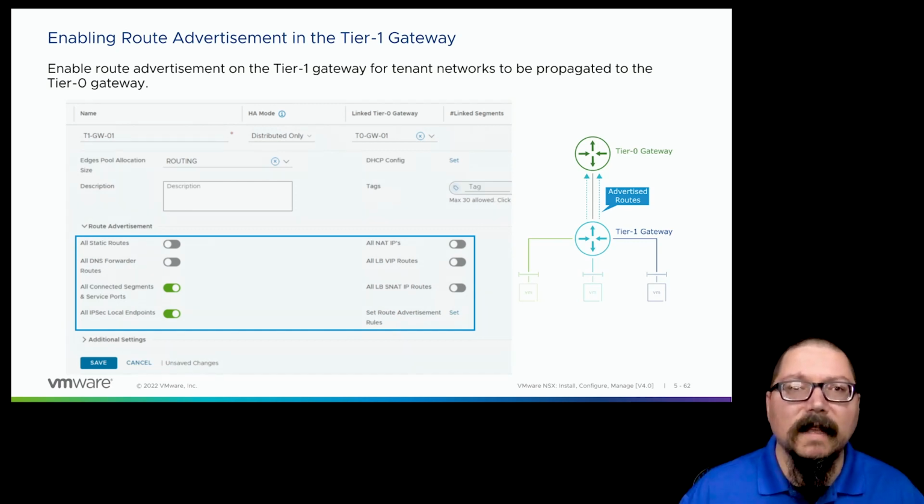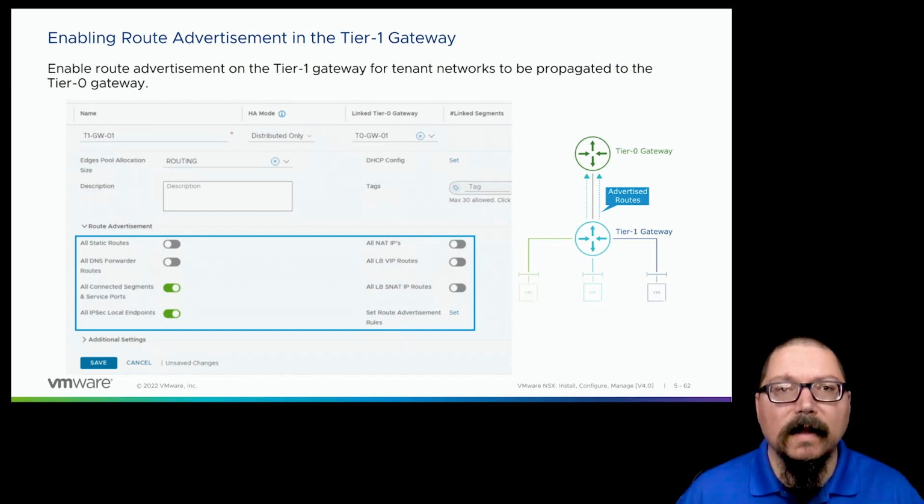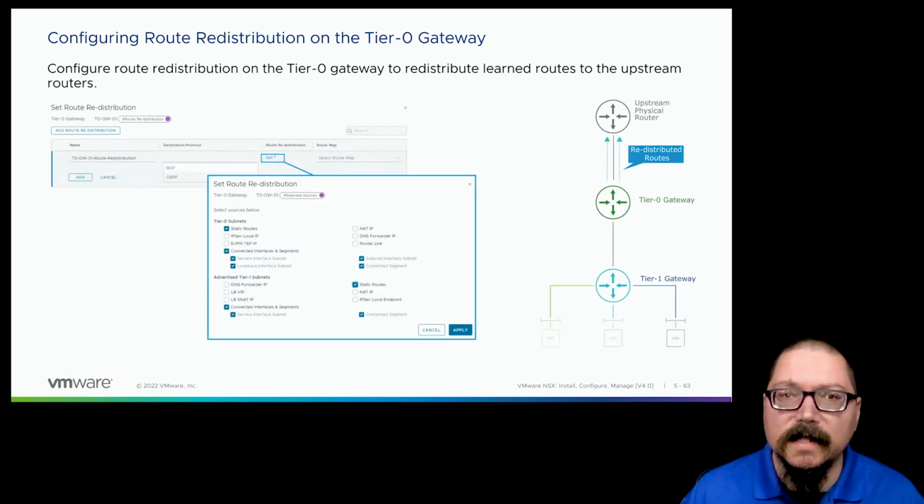So do we want to tell the tier 0 gateway about our connected segments? Do we want to tell the tier 0 gateway about our NAT IP addresses? Do we want to tell the tier 0 gateway about our VPN endpoints? Things like that, right? What route configurations do we want to push from the tier 1 gateway up to the tier 0 gateway? That's our route advertisement.